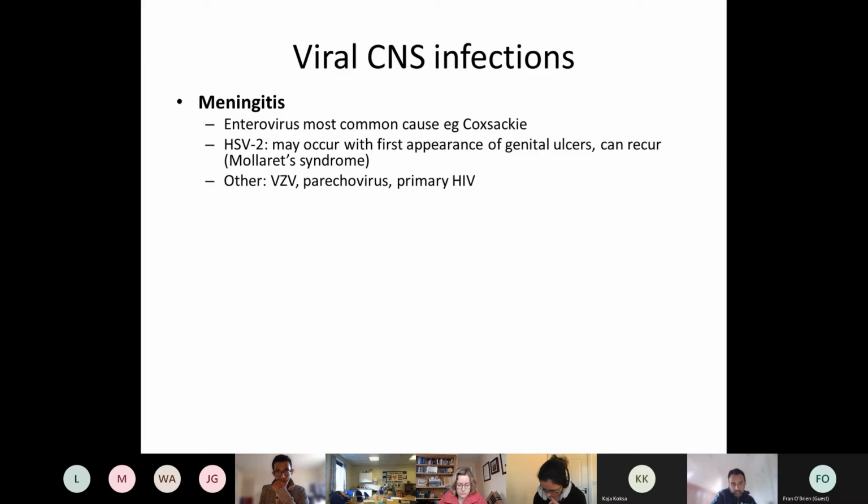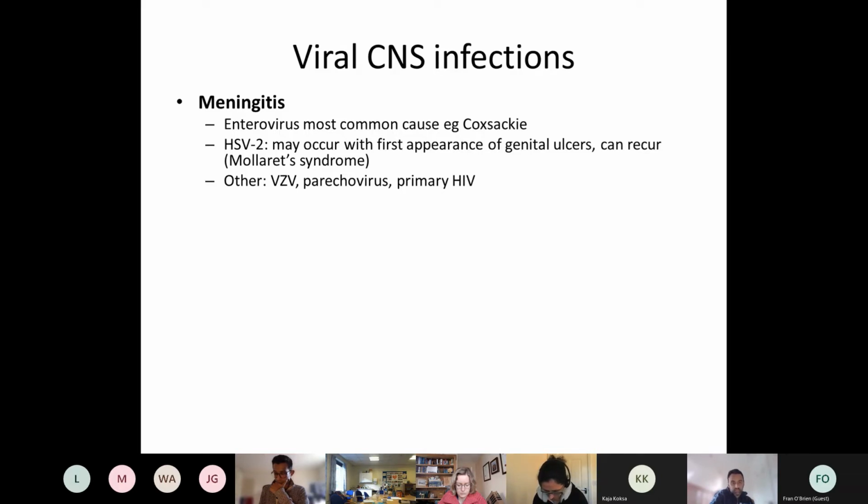So in general, viral meningitis without any encephalitis, because this is the most common pathogen, does not need acyclovir. HSV2 may occur, like I said, with the first appearance of genital ulcers, and you can get this sort of recurring syndrome, which is called Mollaret syndrome. And in those cases, we sometimes give prophylactic acyclovir, which is often what we do for people who get recurring genital ulcers as well.